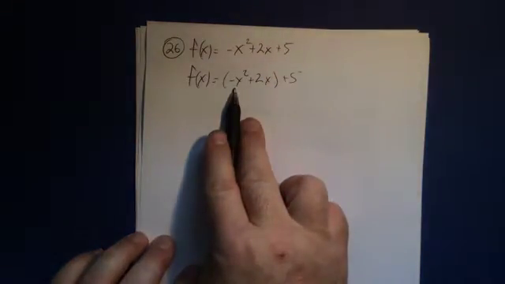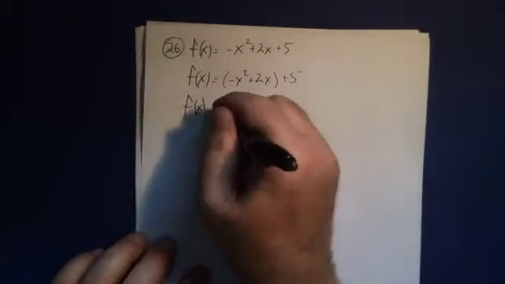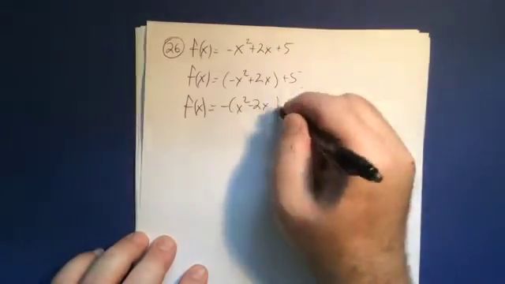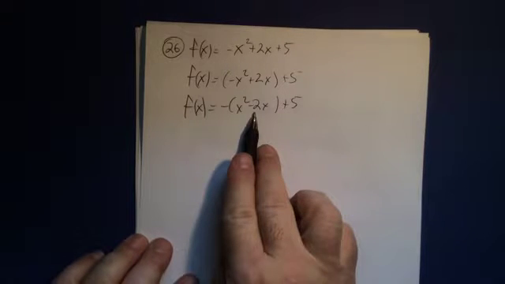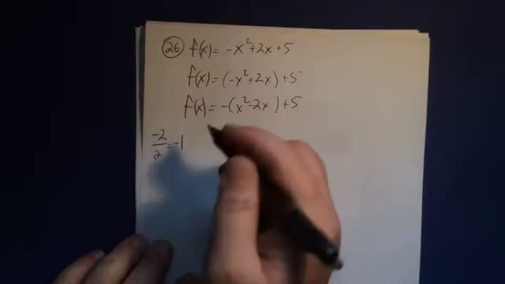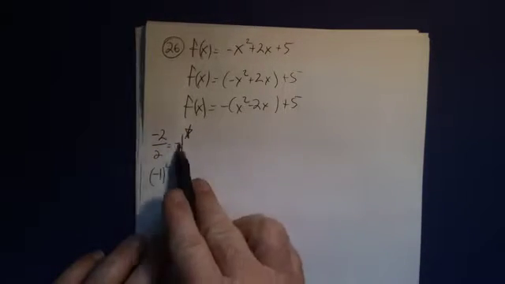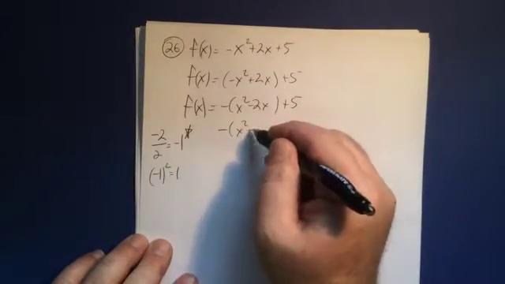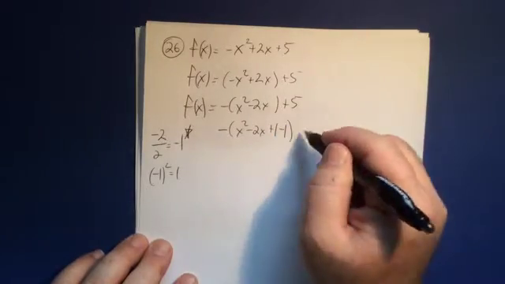I have a negative here. I need to factor that out. That's going to switch the sign of everything on the inside. Now I have a negative 2 here, so I'm going to take negative 2, divide that by 2. It would be negative 1. Make sure to star this because we're going to use this later. So this is going to be negative, the quantity of x squared minus 2x plus 1 minus 1.